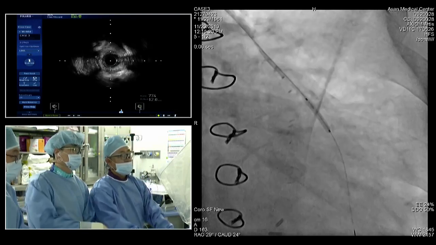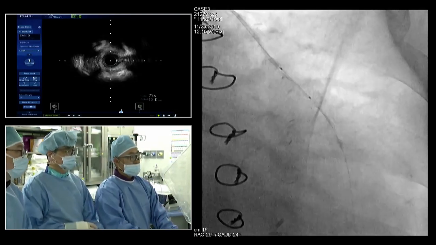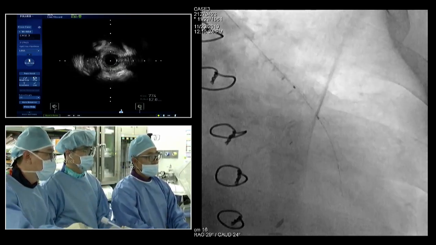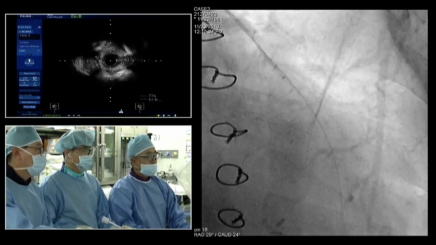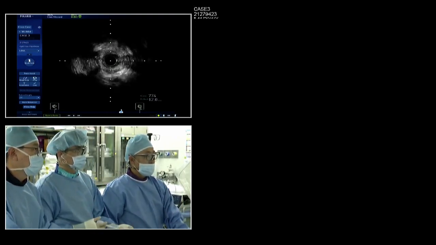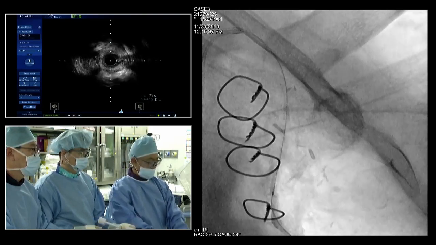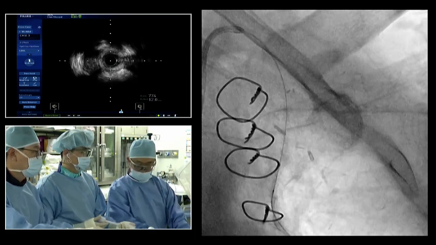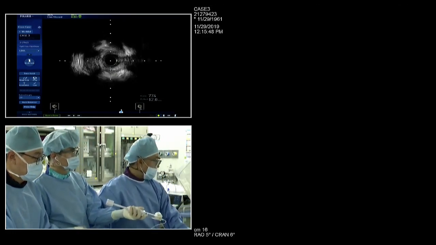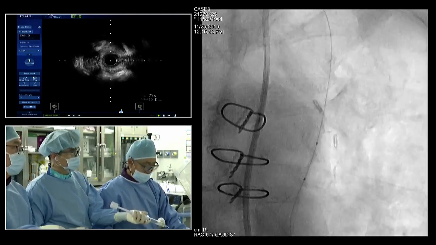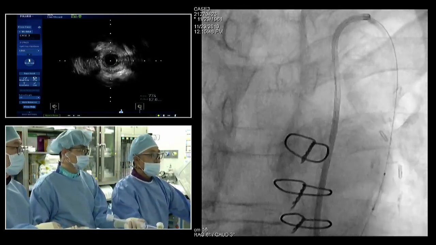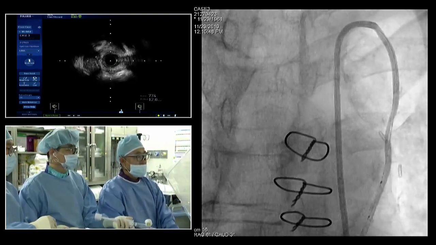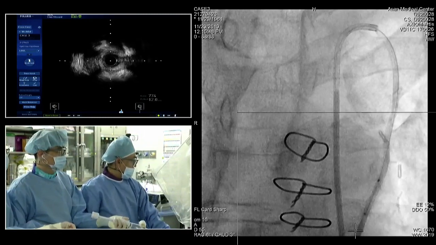Okay, deploy. Oh, the flow is very tight. Okay, the balloon expanded pretty well. Okay, test. How old is the graft? This is 9 months. Nine months. So what is the reason for the early graft failure? I think during the bypass surgery, the cardiac surgeon did some revision. During the cardiac massage, there was some tear. Okay, test. Okay, good.